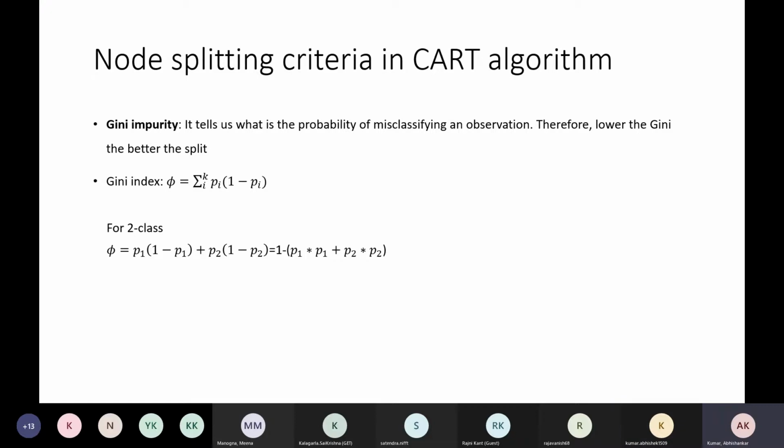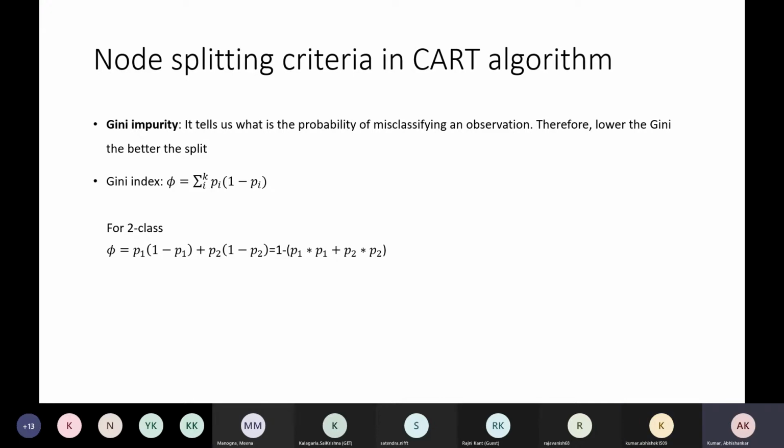Can you write 1 minus P1 correct? 1 minus P2 correct? And when you expand this, what will happen? P1 minus P1 P2 plus P2 minus P1 P2. And P1 plus P2 equal to 1. Why P1 plus P2?